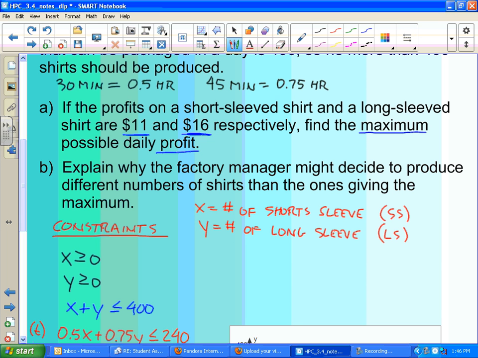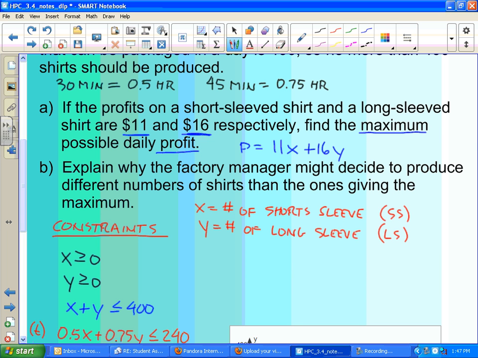So we have to come up with an expression that we will then use to create an equation that talks about profit, that I will then use with these corner points. What's our expression? What's our profit going to be equal to? How are we going to find our profit for the day? Exactly. Profit is equal to the dollars that I make per short sleeve shirt and the dollars that I make per long sleeve shirt. There's my expression, which becomes an equation when I say it's equal to the profit. That's the part I need to answer what the maximum daily profit is.